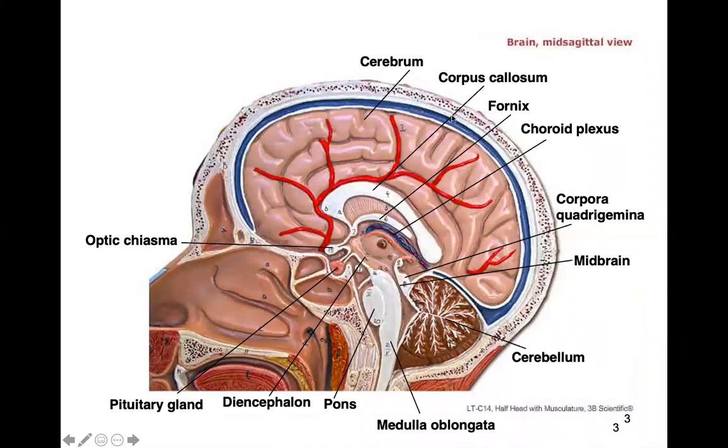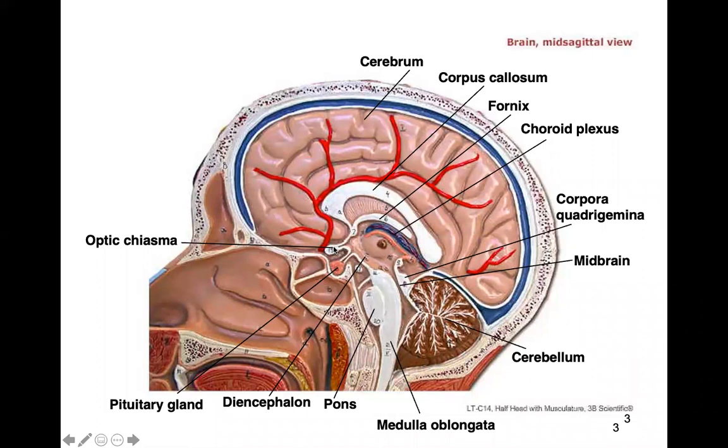Okay, let's see if there's anything new here. These are all structures we have spoken about, with the exception of one from this view. We did the corpus callosum. We talked about the fornix. Here is the vascular choroid plexus that surrounds the lateral ventricles. There's your corpora quadrigemina, part of the midbrain, pons, medulla, cerebellum. Here's the pituitary gland.